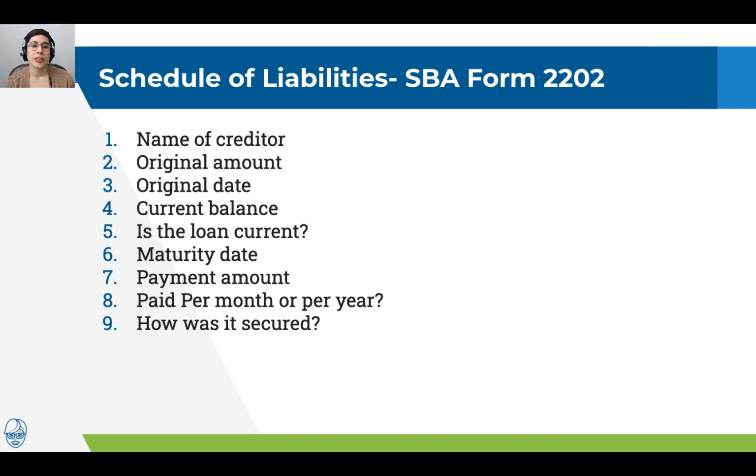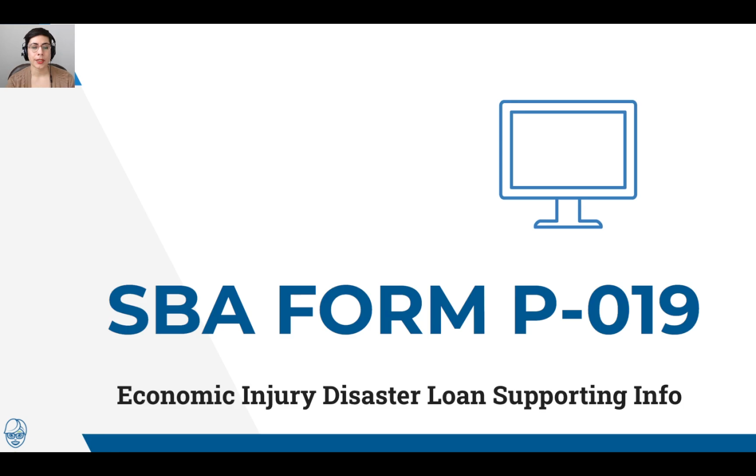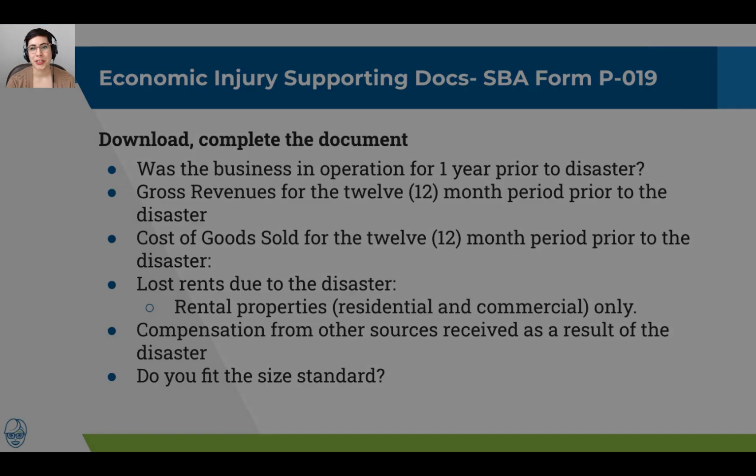And finally, they'll want to know how it was secured. So if you've already pledged other collateral, they'll need to know that. For example, if you have your house pledged as collateral, you need to put that information in box 9. SBA Form P019 is the Economic Injury Disaster Loan Supporting Information.